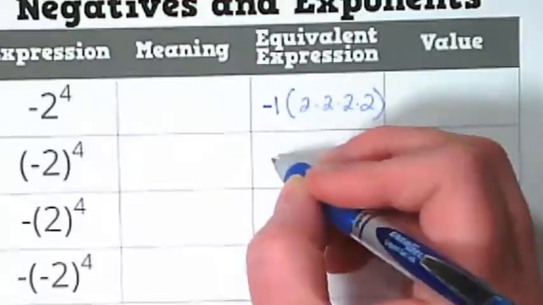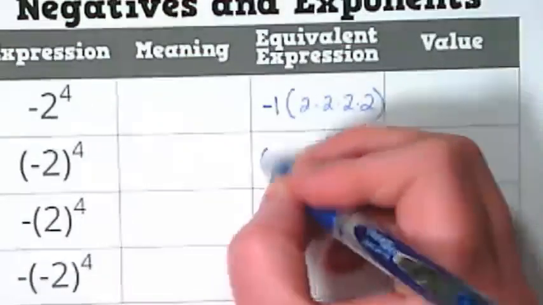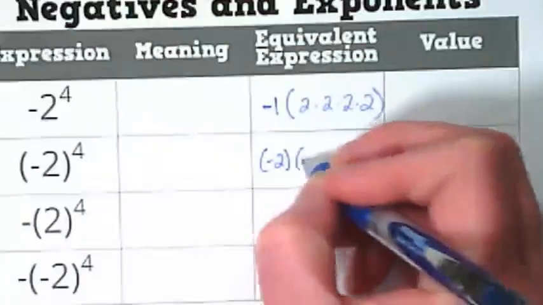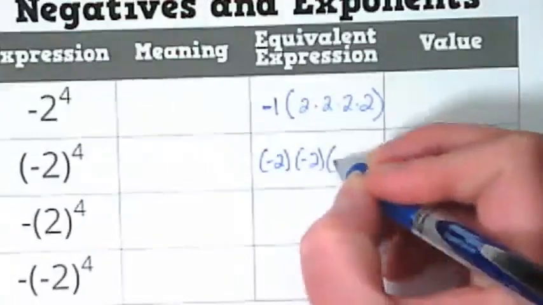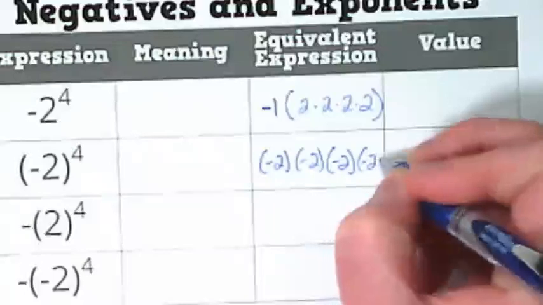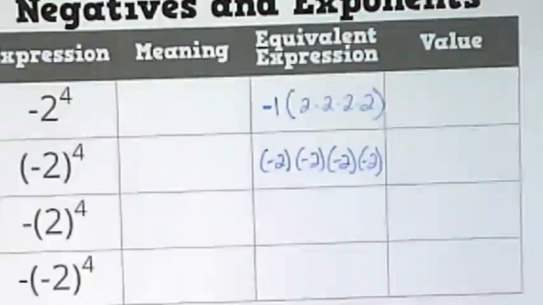This one would not be written that way. It would be written like this. Let me give you a minute to get that written down.